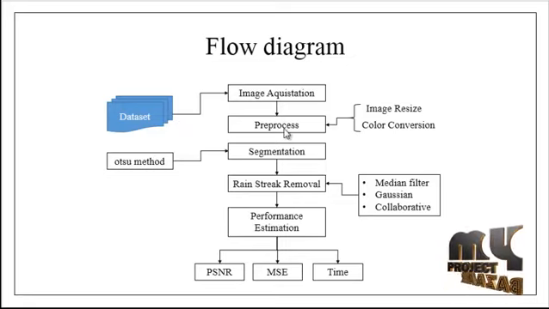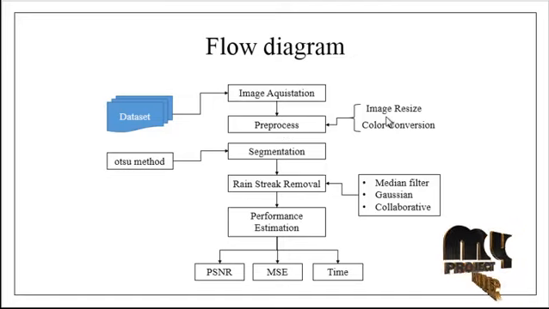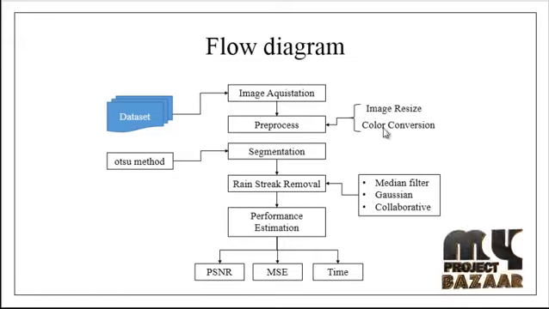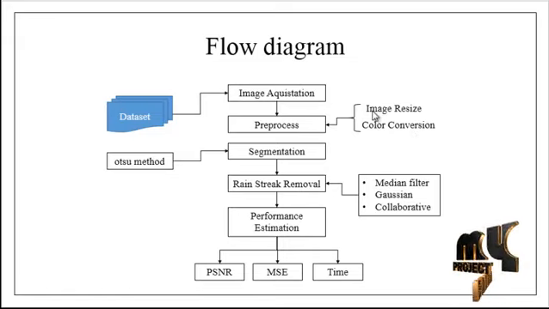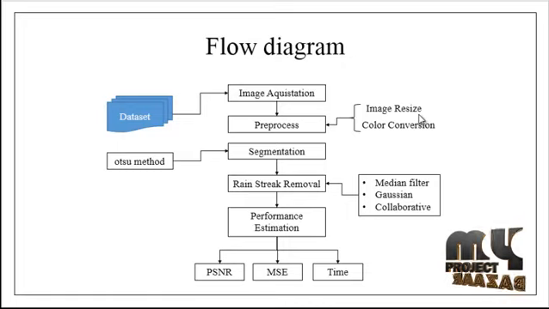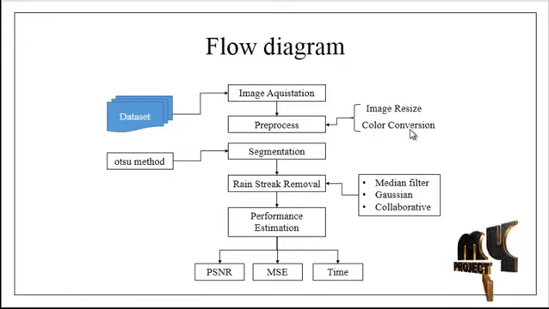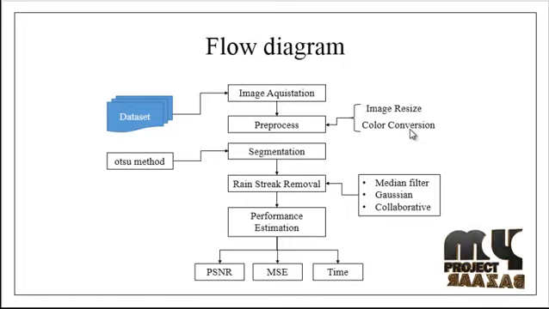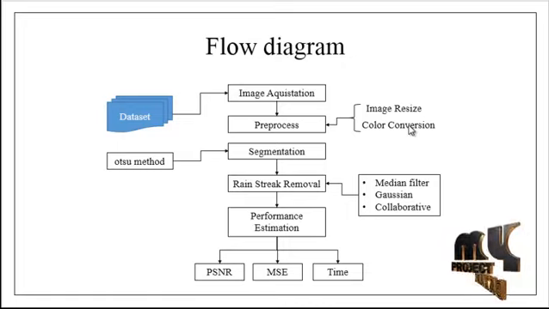That is the pre-processing. In this pre-processing we have two kinds of pre-processors. One is the image resize, and the other one is the color conversion method. In the resize we change the dimension of the rows and columns of the image. After changing the dimension, we do the color conversion method to find out where the exact rain streak is present. Initially it will predict the color variations between the rain streaks and the normal region.